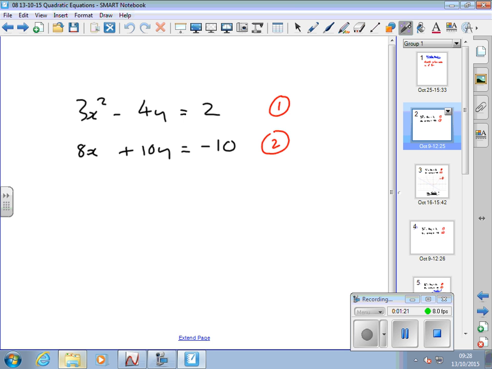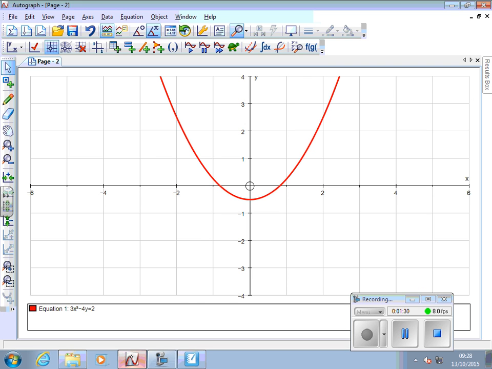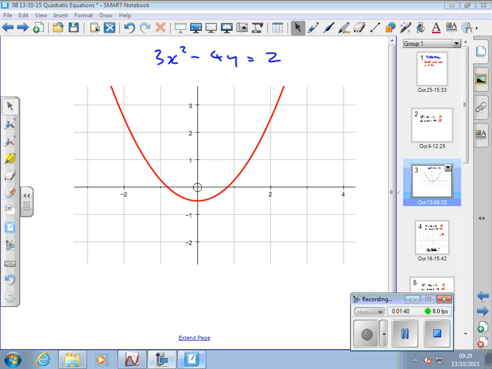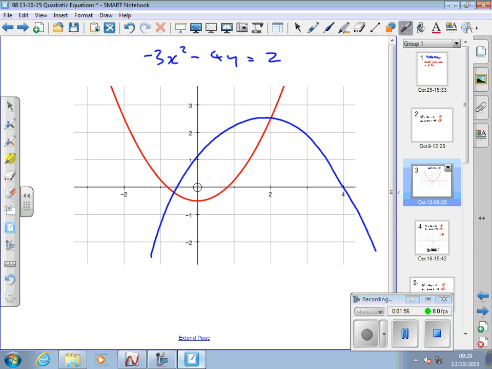Let's plot this first equation, 3x squared minus 4y equals 2. Here it is on Autograph, just in the notes. First thing to notice is the shape. That's the classic quadratic shape. If I had a negative 3x squared term, that would actually turn the curve over, so it would look a little bit like that. So we always get that sort of shape. It can be thinner, it can be fatter. We'll look at what determines those sorts of things later on. But that's what I expect to see.